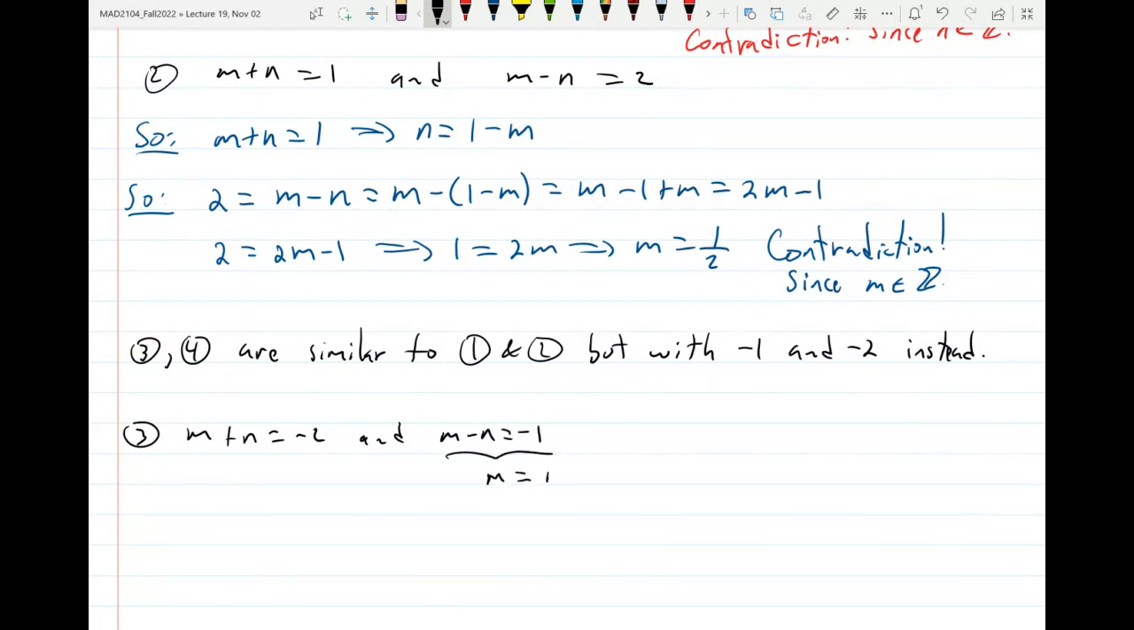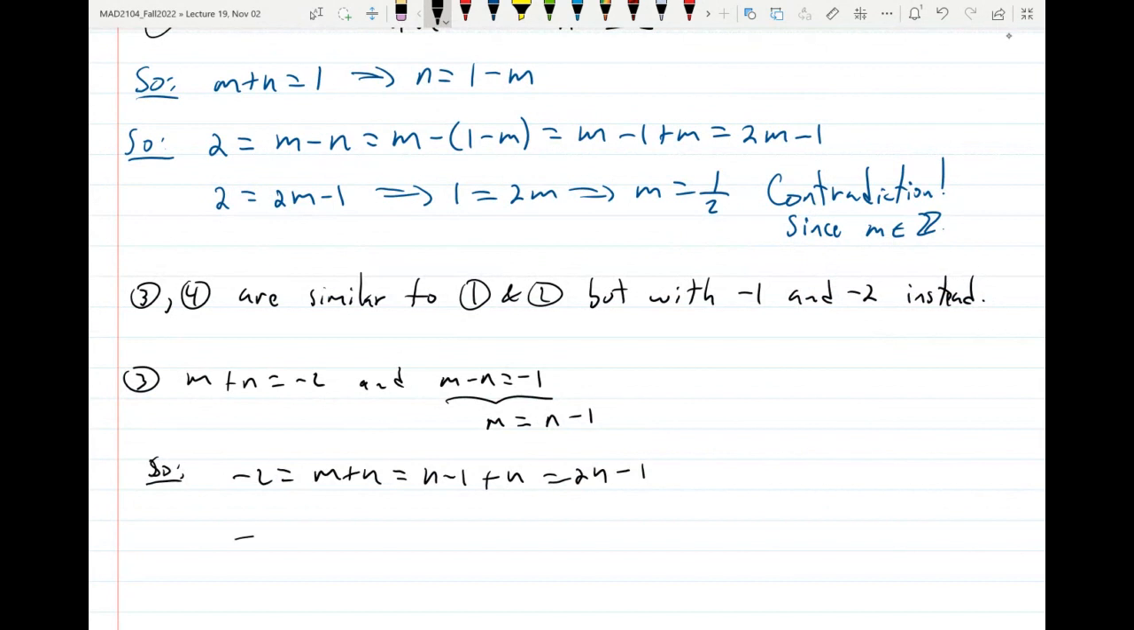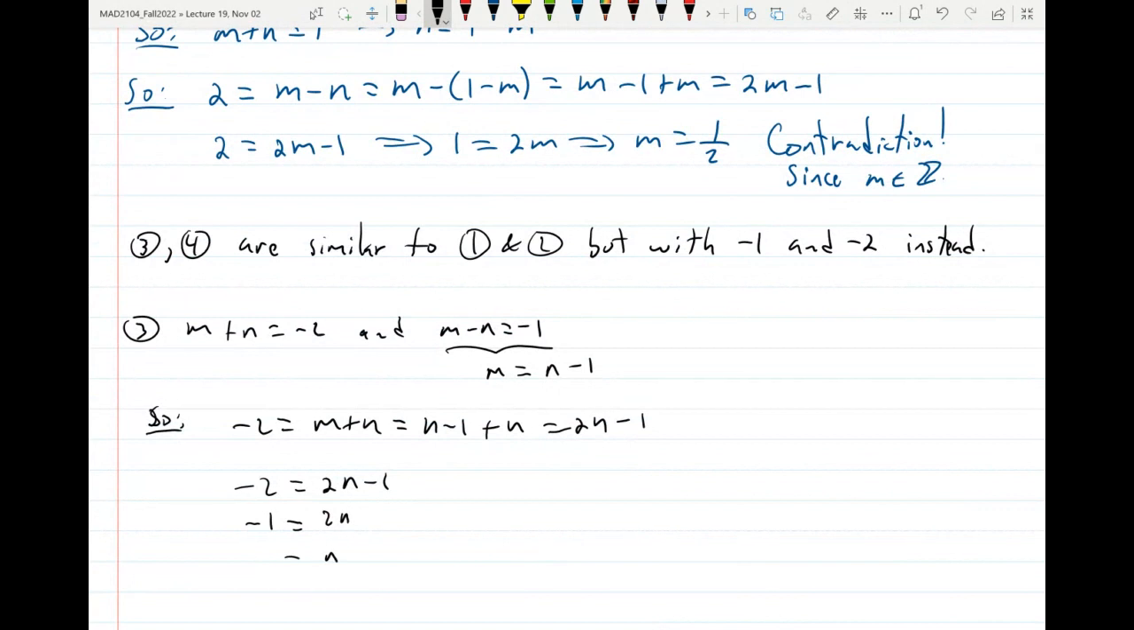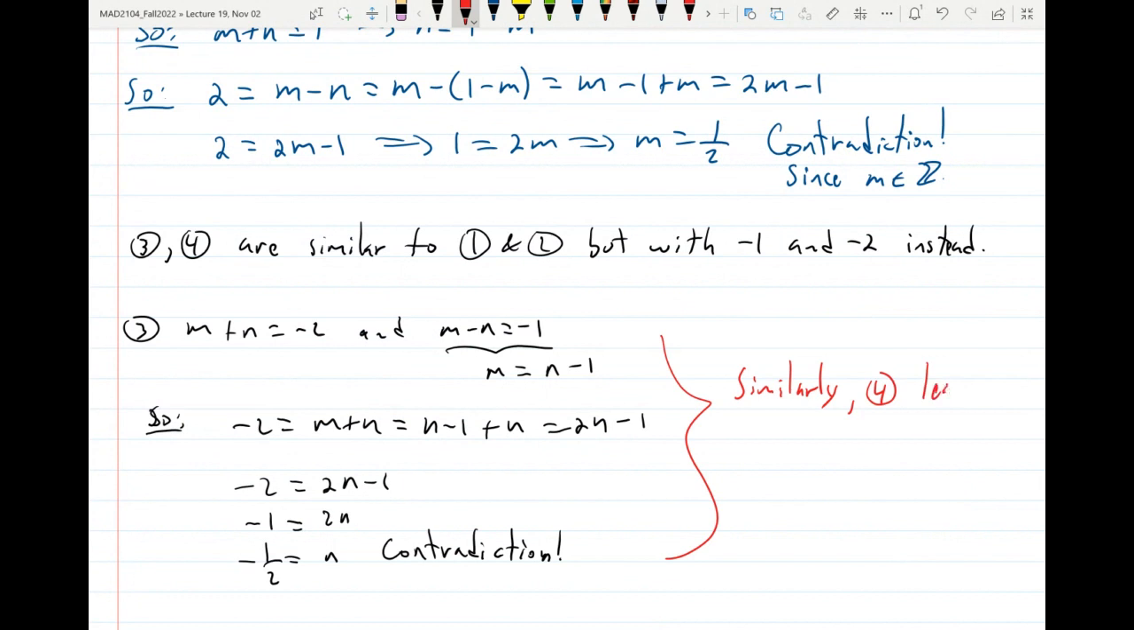Well, from here you get that m is n minus 1. So -2 is m plus n, which is n minus 1 plus n. That's 2n minus 1. And now you solve, right? So -2 equals 2n minus 1. So then 2n equals -1. So n is -1/2. Again, contradiction. Okay? And then, similarly for number 4. Similarly, 4 leads to a contradiction.